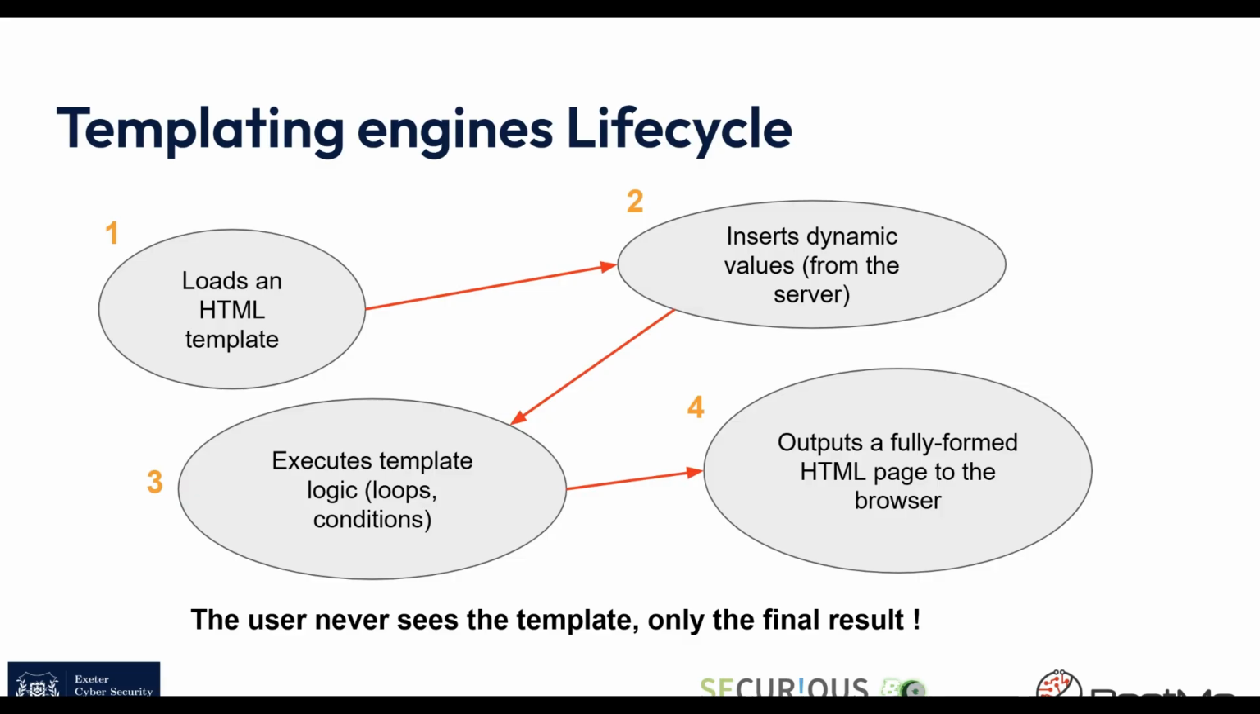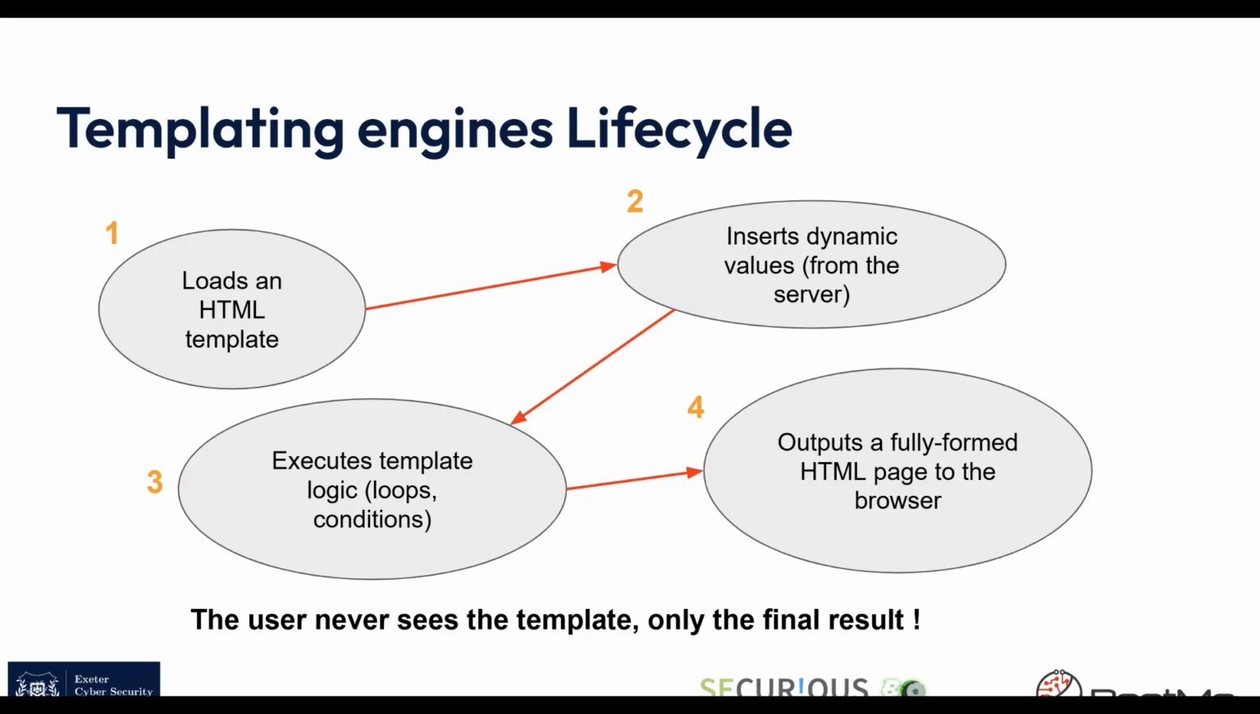Then, once everything is matched, we execute the logic, because you can have loops, conditions, and everything in a template, which makes it very useful, but very dangerous for us. Perfect. So once you loaded the template, inserted the dynamic values, and executed everything inside, you have a fully formatted HTML page dynamically rendered with, for example, the username, the date of birth, the genre, and everything dynamically made for these values to display. The user never sees the template, only the final generated HTML page.